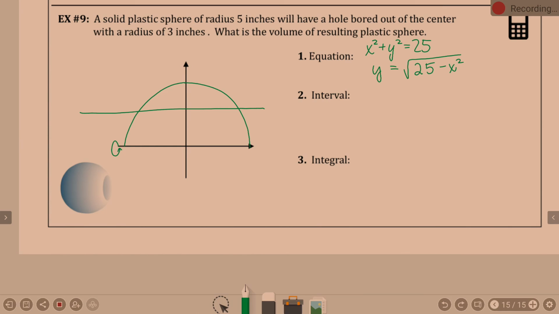Because this hole has a radius of 3. The sphere has a radius of 5. Are you seeing this? And technically these are 5s here, right? Because everything goes out 5. So the other equation, what is that equation for that line? y equals 3. That is y equals 3, yes? Just going to go ahead and write it down. Okay.